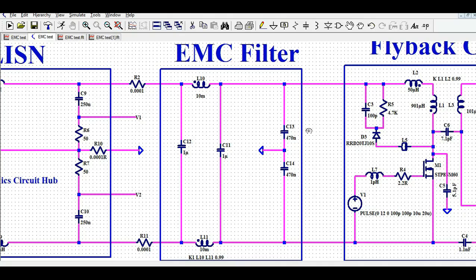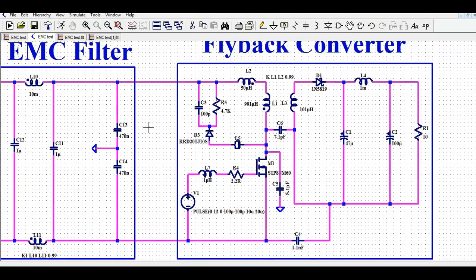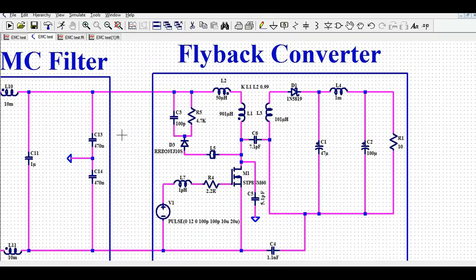Let's look at the flyback converter quickly. I'm not going to explain the working of the flyback converter, but if you look at this block, I have tried to model the parasitic components as lumped components. L2 is the leakage inductance, and L5, the ferrite I'm using here, is the trace inductance, that is 1 picofarad.